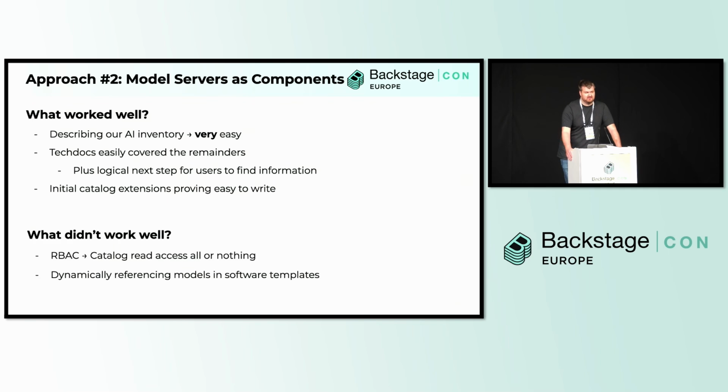And then in terms of what didn't go well, there were two main roadblocks we ran into. The first was RBAC. We wanted a way to restrict access to certain models and model servers in our catalog without restricting the entire catalog. What we found was that catalog access was all or nothing. Either our developers could read all of the catalog entities or they could read none at all. So we ended up just leaving it open for all and clarifying who had access to which model servers in the tech docs.